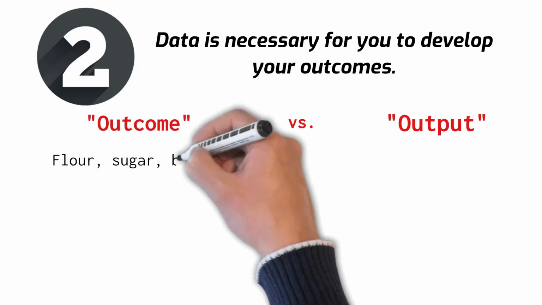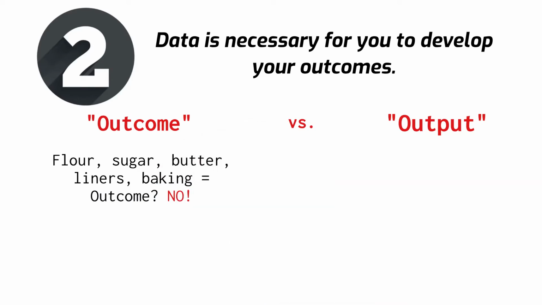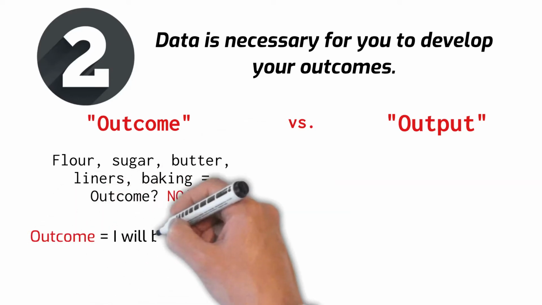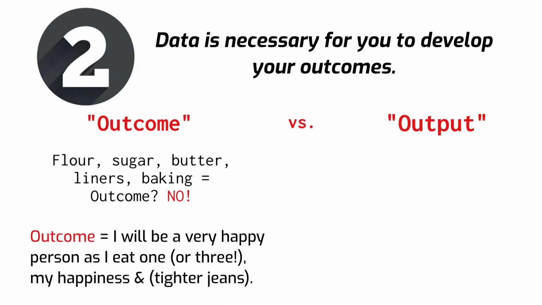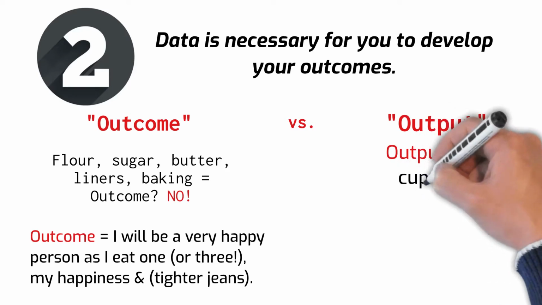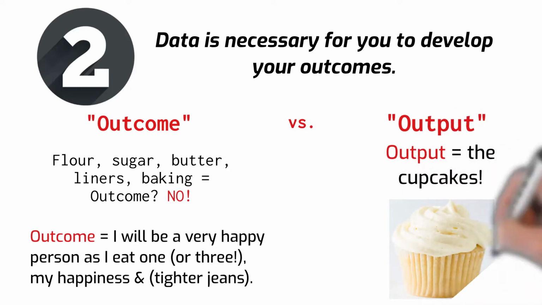What is the outcome of me mixing up the flour, sugar, and butter, choosing the liners, and baking? Is the outcome cupcakes? No. The outcome is that I will be a very happy person as I eat one or three. My happiness and tighter jeans are the outcome. The cupcakes are the output. So, what is the ultimate outcome you hope to achieve, and what will your outputs or strategies be as you work towards that goal? Let data be your guide.